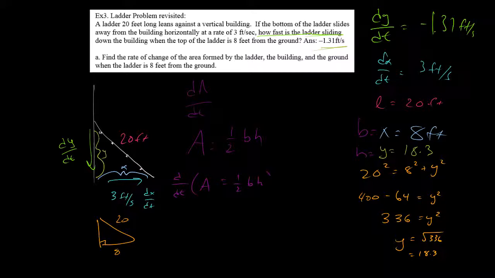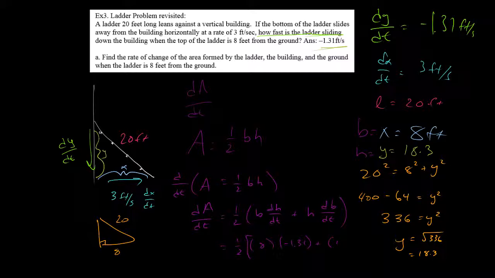And that's going to be 1/2 base times height. So the derivative of our area with respect to time is going to equal 1/2, and this is going to be product rule, so we take base times dh/dt plus h times db/dt. Well, our base is equal to 8, our derivative of our height, which is our dy/dt, is negative 1.31, plus our height, which is 18.3, times our dx/dt, which is 3. And we just simply calculate this out.